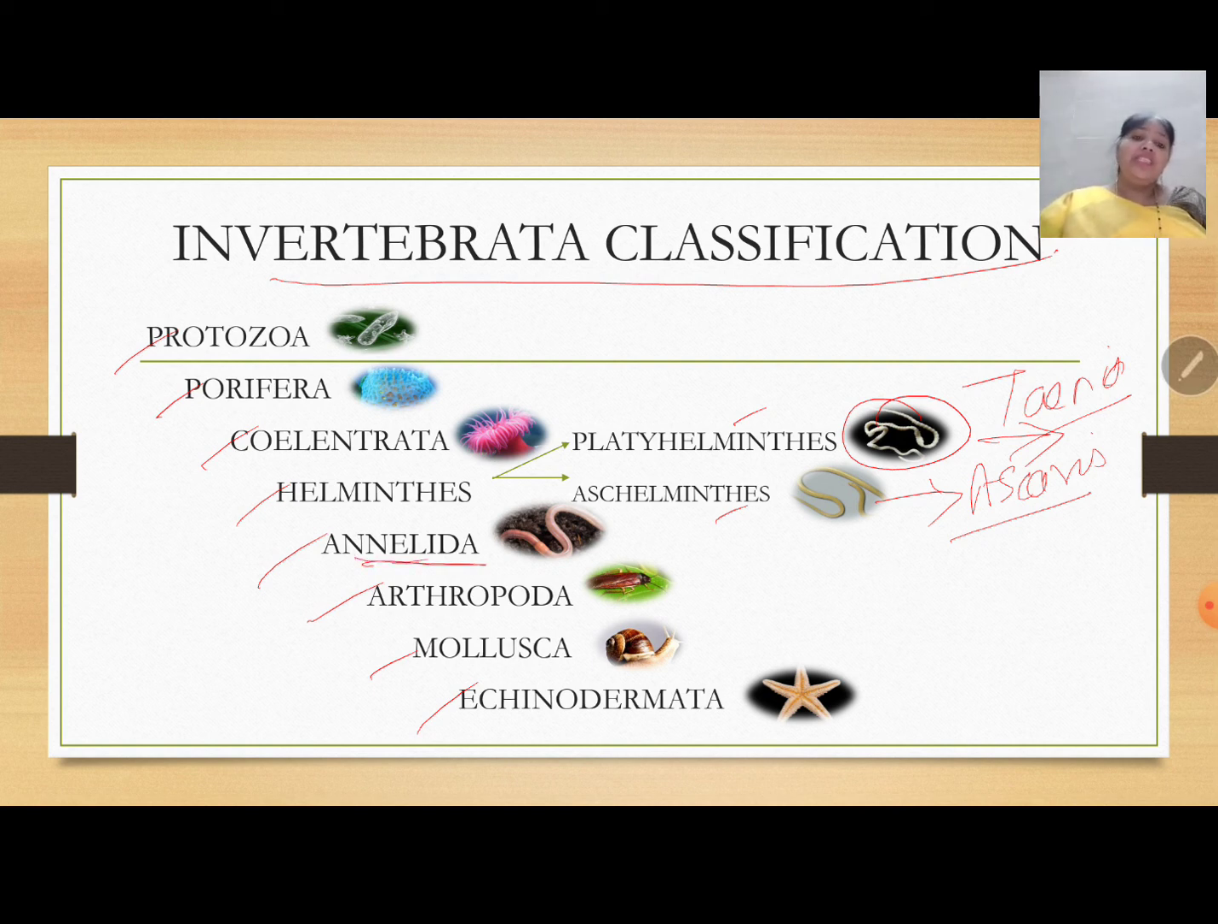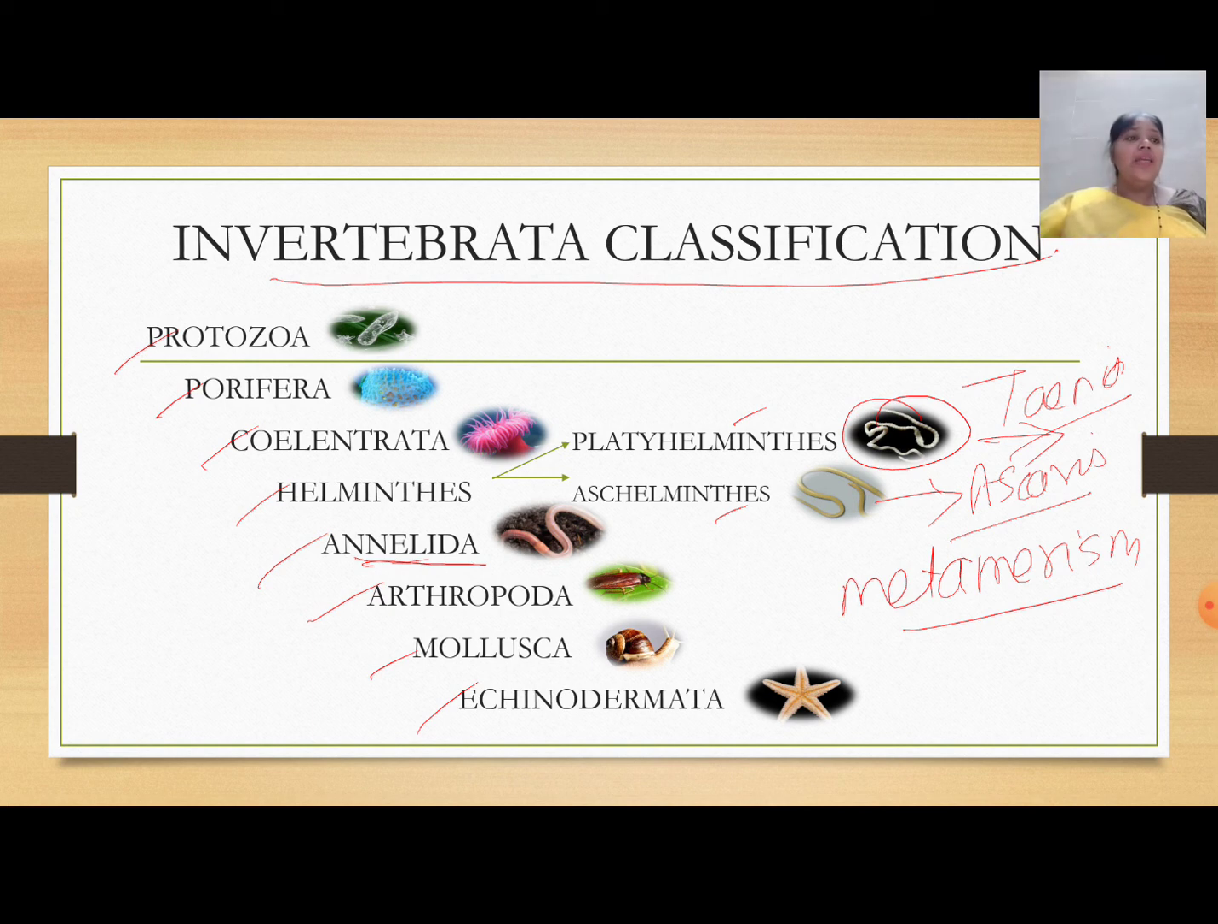Then we come across what is called annelids. In annelids, we see a special feature which is called metamerism. It is called metamerism, one of the special features of annelids.